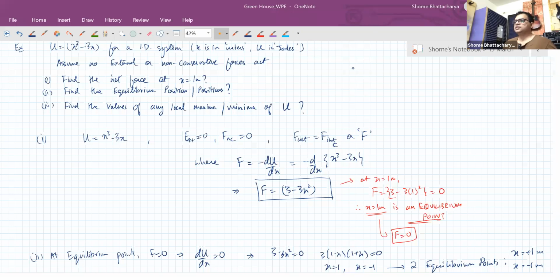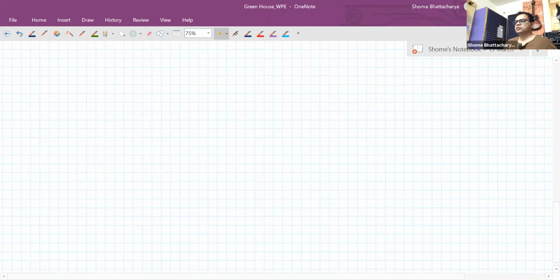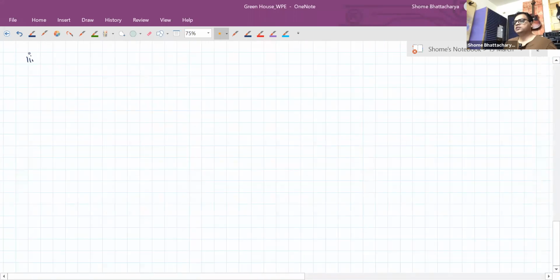Okay, anybody got the maximum minimum? People, they should be quite easy. So let's look at our potential energy function. It was x cube minus 3x. This was the function.